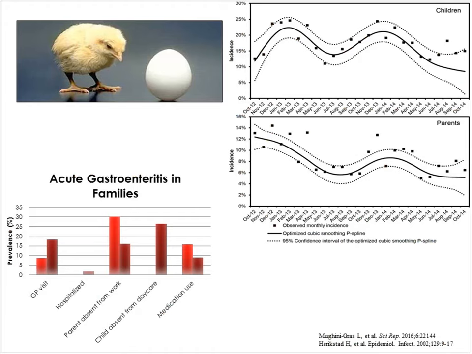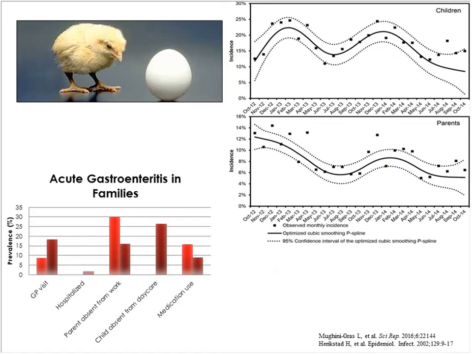The slide here looks at the incidences of gastroenteritis in families, and the question of which came first really applies here, the chicken or the egg. Is it the parent or the child? As you can see from the graph on the right-hand side, the incidence patterns of infection between children and parents match up pretty nicely, and both parents and child appear to have diarrheal illness at least within the same four-week period. Overall, there's more incidences in children than there are in the adults.